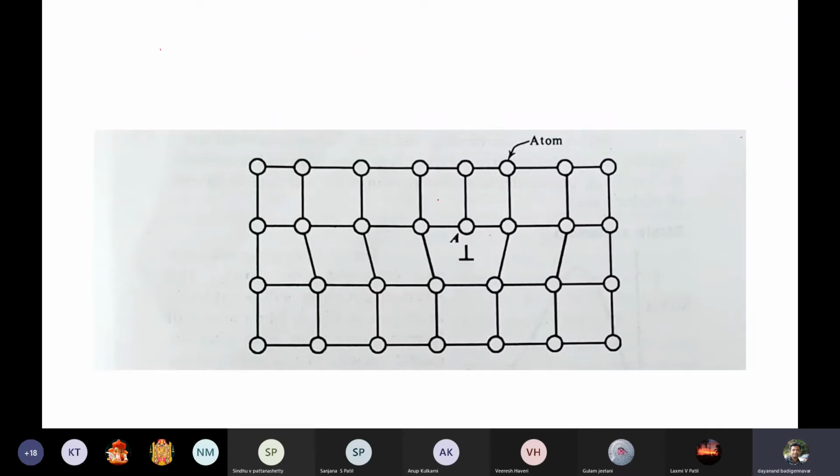So what happens here, if you look at the atoms, they are perfectly arranged. Atoms are perfectly arranged in a metal, in a material. They are arranged in a perfect way. But here, what happens is one layer of atoms is missing. There should be one layer of atoms here. So one line of atoms is missing.